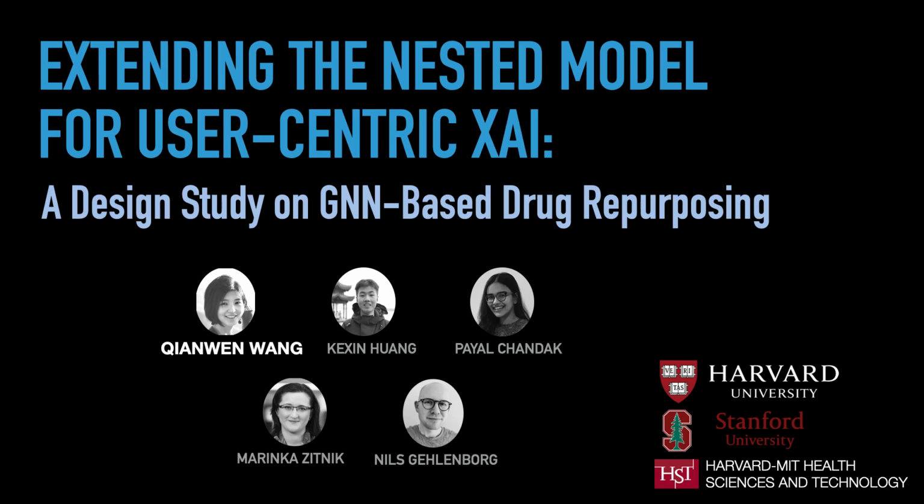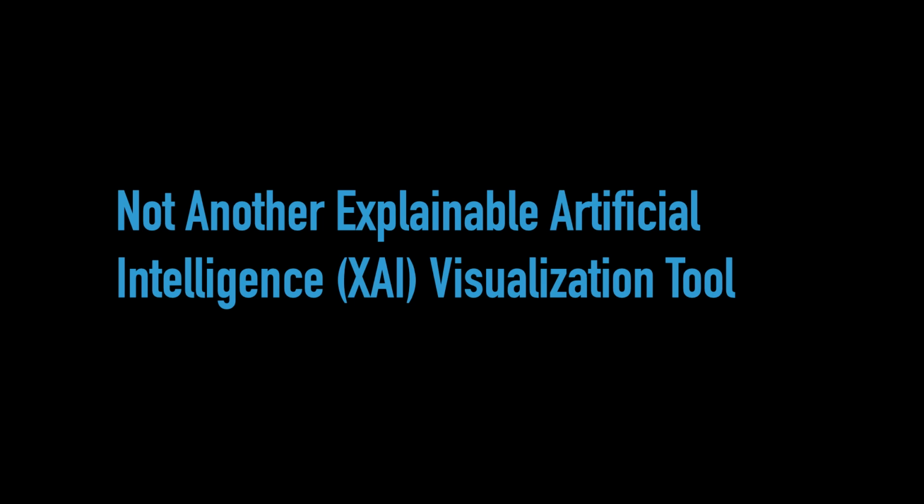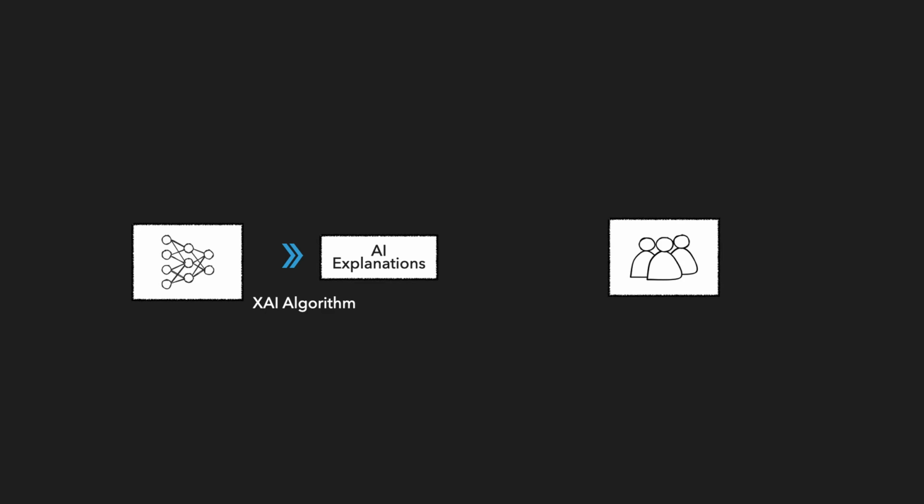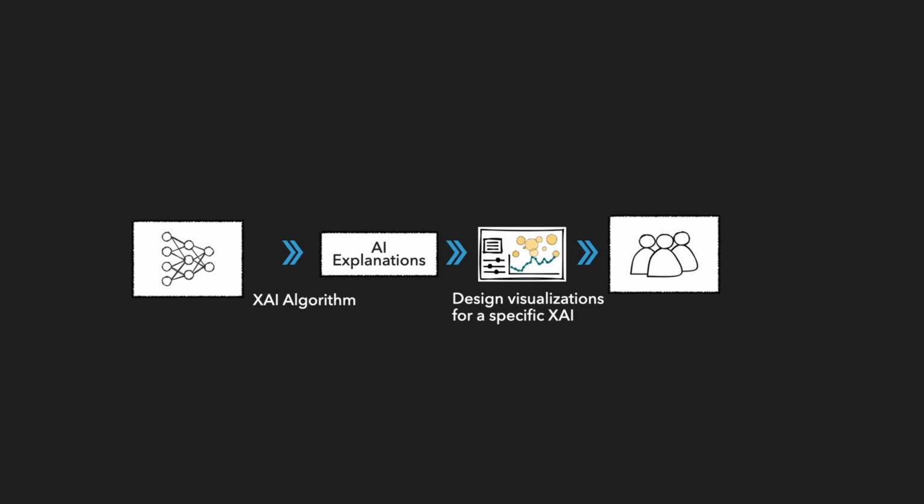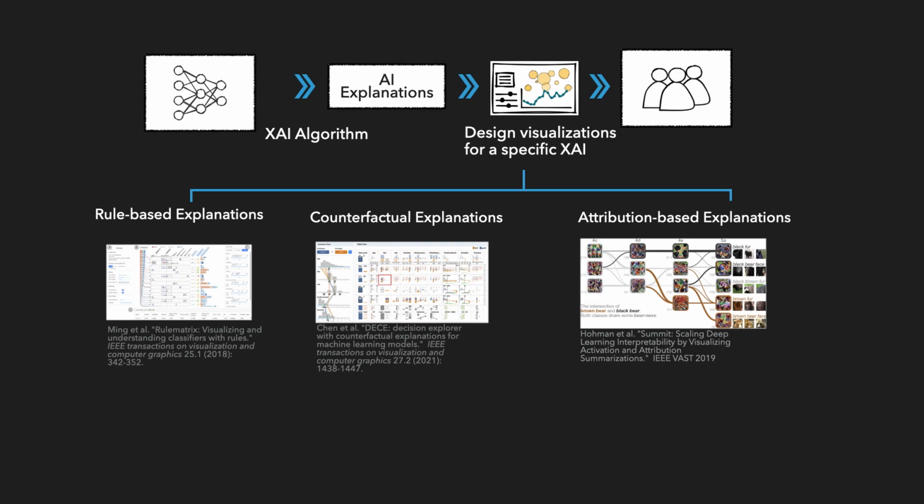As described in the title, we present a visualization design study on graph neural networks, a type of widely used AI technique. But this is not just another XAI visualization tool. Why? Let's first take a look at the existing AI visualization tools. Current visualization tools are usually designed for one specific AI explanation, such as rule-based explanations, counterfactual explanations, and attribution-based explanations.